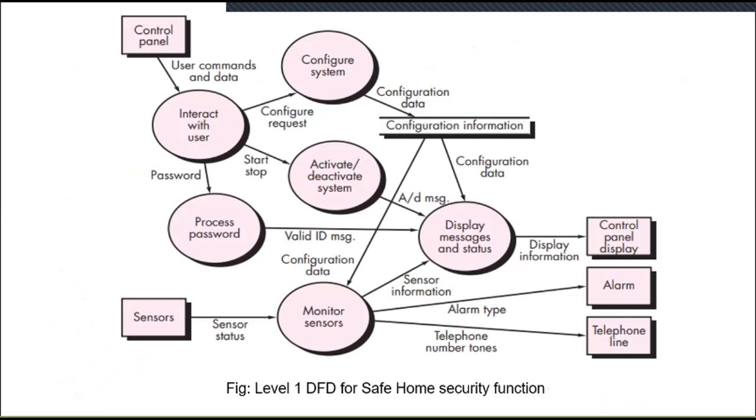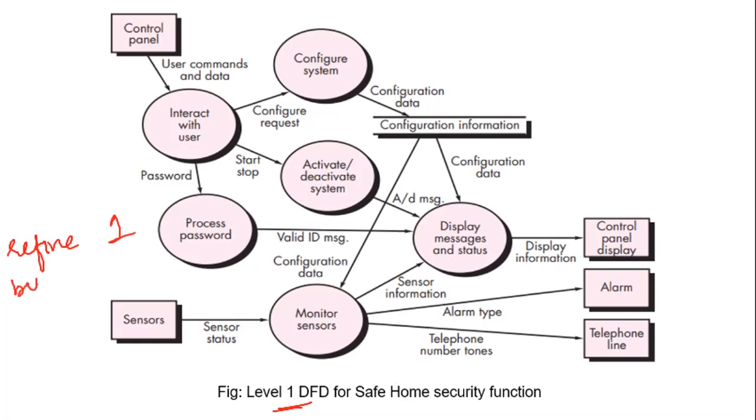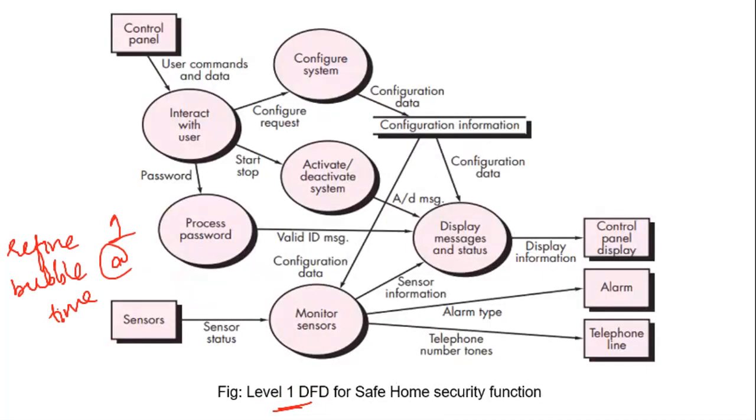Now the next is level 1 DFD. Within this level 1 DFD, what are we going to refine? We are going to refine within the guidelines. The sixth guideline was that one bubble at a time should be refined. So within this, the previous bubble was the SafeHome software. So you're going to refine this SafeHome software. Now the SafeHome software is going to be refined into 6 different boxes.